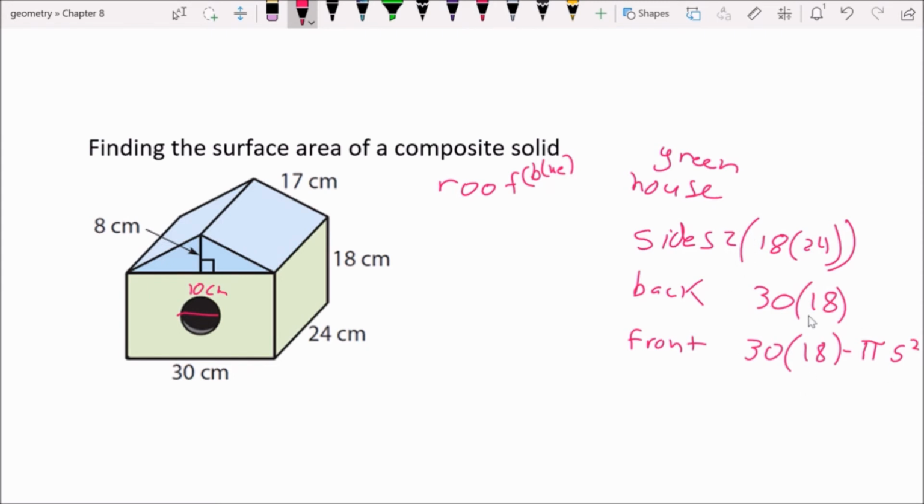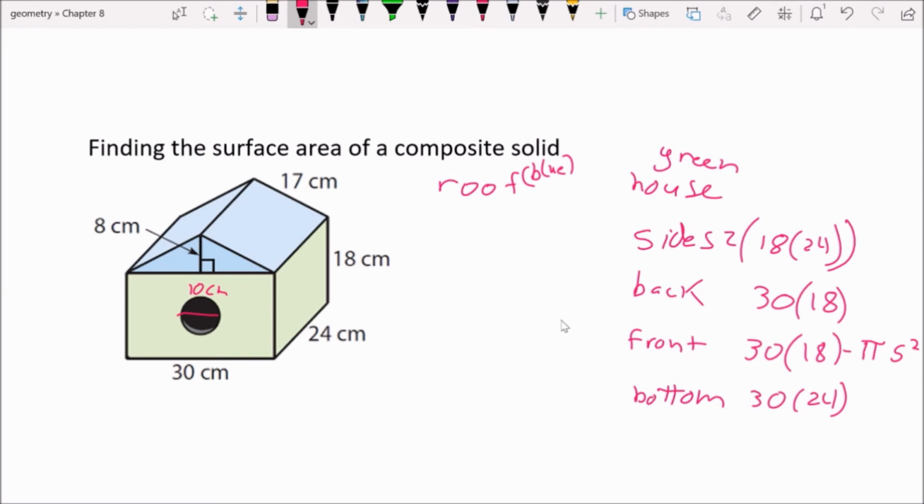Okay, so we get all of those set up. I got my setups there. And you know what? It dawns on me, I also need to do the bottom of the house part. I missed that. So the bottom is 30 by 24. Okay, and so we've got all of those set up. Now, notice I have the sides, the front, the back, the bottom.